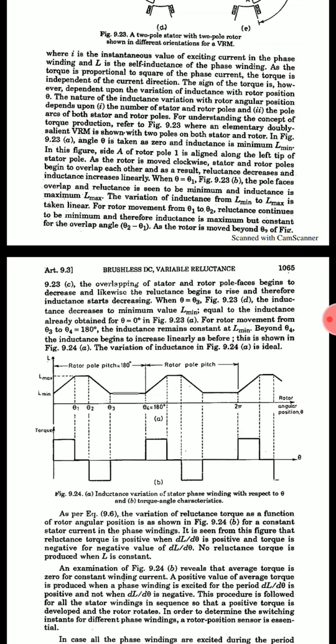Now beyond theta 2 to theta 3, inductance decreases linearly. Since inductance decreases linearly, dL by d theta is negative and therefore torque produced is also negative. So here we can see in figure 9.24b that during theta 2 to theta 3, torque becomes negative. From theta 3 to theta 4, inductance is constant, which means dL by d theta equals 0, and the torque produced is also 0.